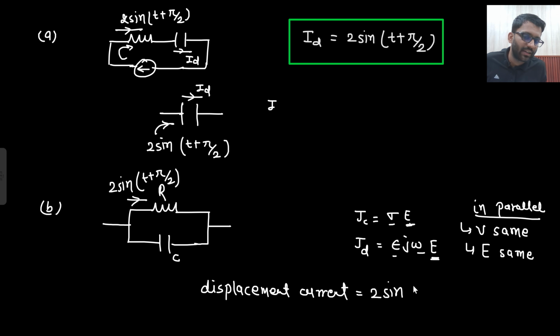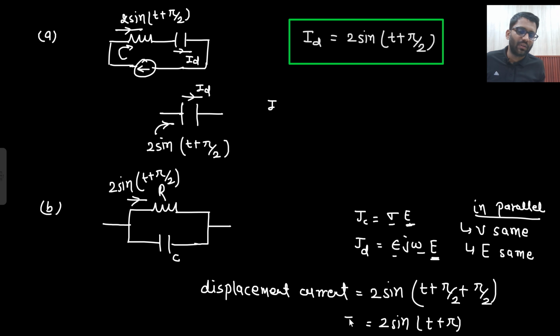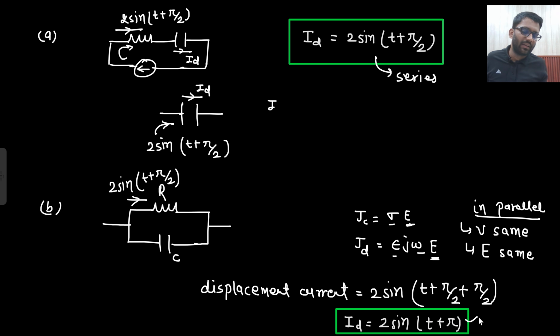So what was your conduction current? That was t plus pi by 2. So it will have a phase of pi by 2 more. So what will be the answer? 2 sin(t plus pi). Okay, so this will be your displacement current. So this was the case for parallel. This was the case for series. So this is the case for series, and this is the case for parallel.